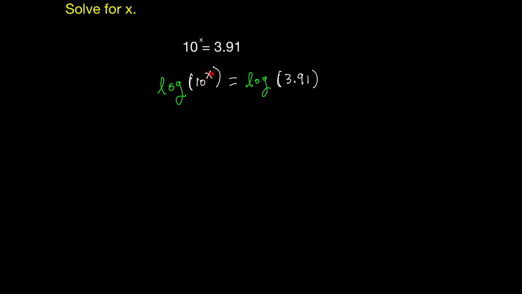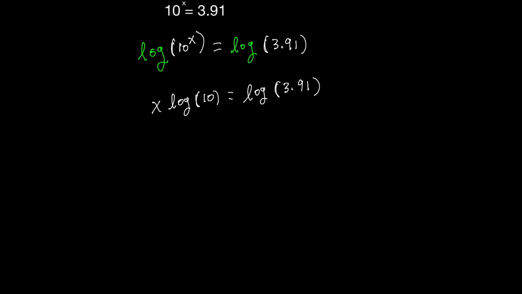Doing so, now I can use the property of logarithms, which tells me that whenever my argument is an exponential expression, I can move that exponent next to the logarithm. So now I'm going to get x log 10 equal to log of 3.91. Now log base 10 of 10 is just going to be 1, so that's going to cancel out. So I get that x is equal to log 3.91. And if we put this in a calculator, this is going to approximate to about 0.59.